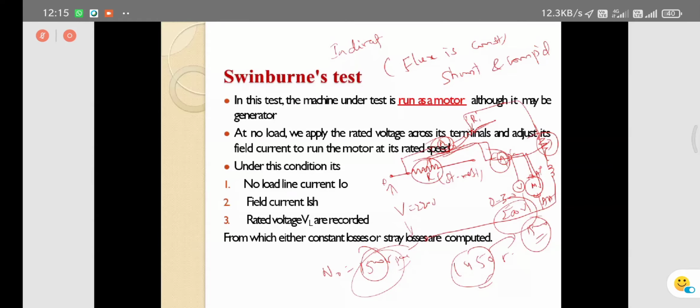This is the 3-point starter. I already explained in earlier classes what the function of the 3-point starter is. First of all, how do we conduct this test?